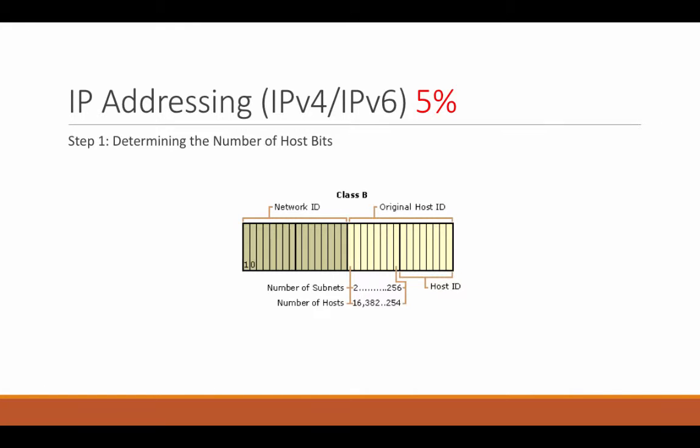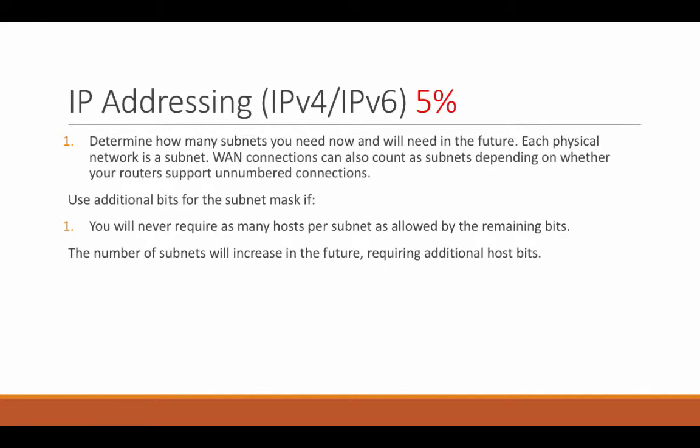And here we have the class B address. Here you have the network ID and the original host ID. Then you have the number of subnets ranging from 2 to 256 and the number of hosts ranging from 16 to 254. In practice, network admins define the maximum number of nodes they want on a single network. If you recall that all nodes on a single network share all the same broadcast traffic, they reside in the same broadcast domain. Therefore, growth in the number of subnets is favoured over growth in the number of hosts per subnet.